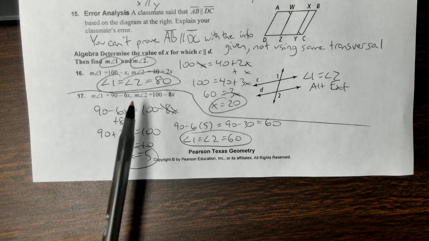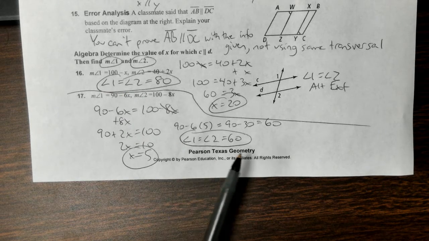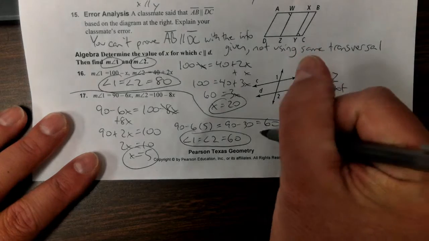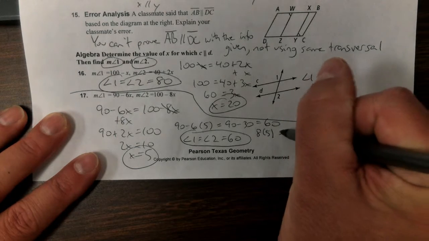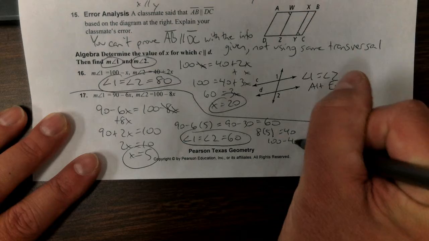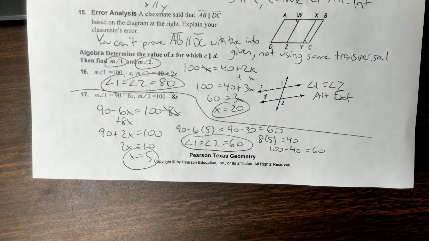And then also plug it into here, like 90 minus 6 times 5, which is 90 minus 30, and that's 60. And if you do 8 times 5, you get 40. 8 times 5 is 40, and then we do 100 minus 40, and you also get 60. So make sure you get angle 1 and 2 as both 60.